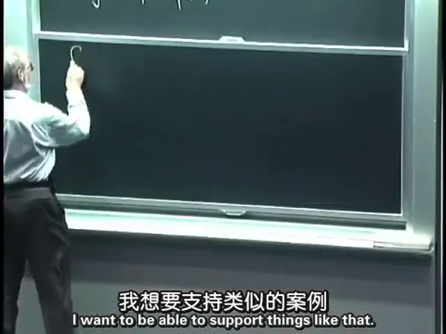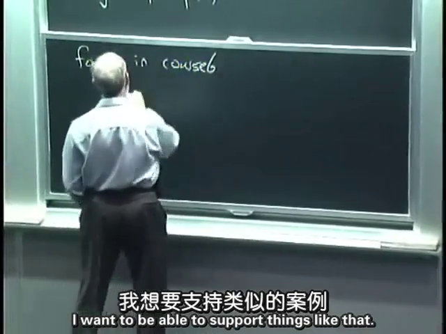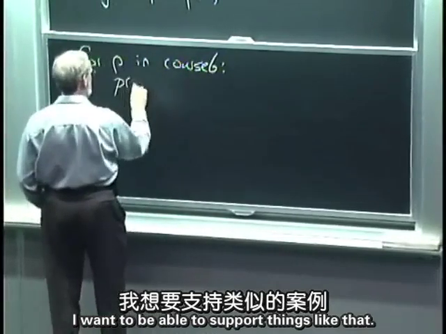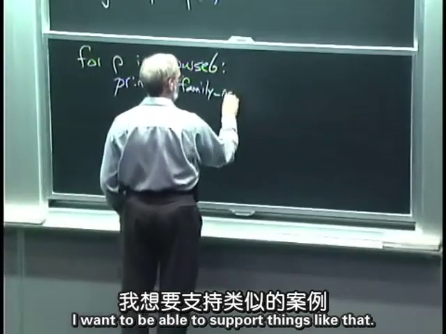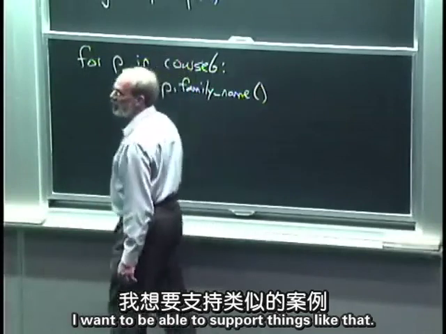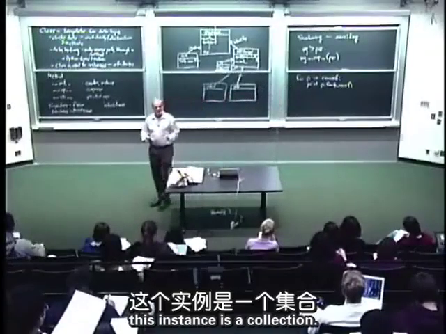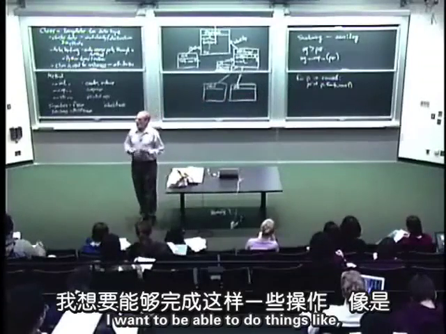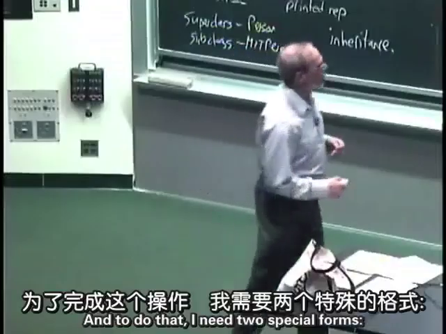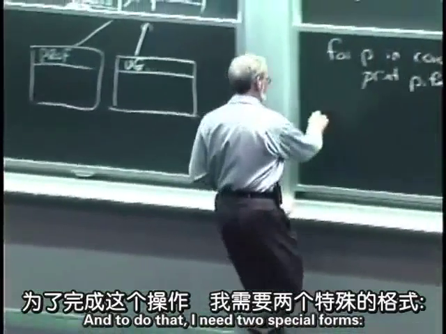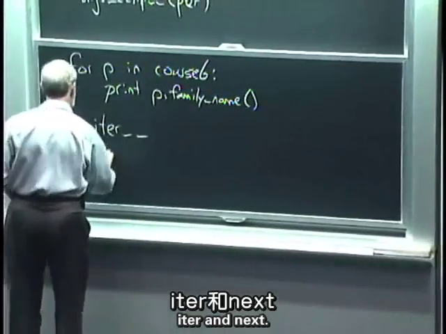things like that. This is now different, right? This instance is a collection. And I want to be able to do things like, for all the things in that collection, do something like print out the family names. And to do that, I need two special forms. Iter and next.